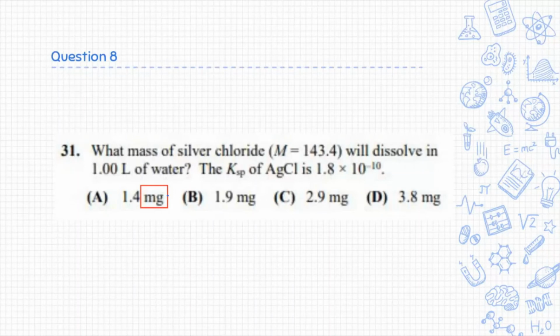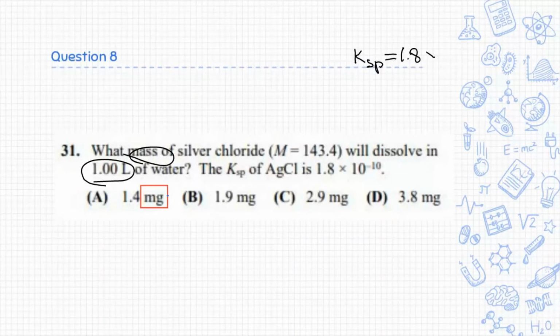I think this is probably one of the best practical applications of Ksp, and that's figuring out how much salt would dissolve in water. And in this case, the salt given here is silver chloride. The question asks what mass of silver chloride, mass, not concentration, will dissolve in 1 liter of water? And they give you the Ksp value, which is 1.8 times 10 to the negative 10th.